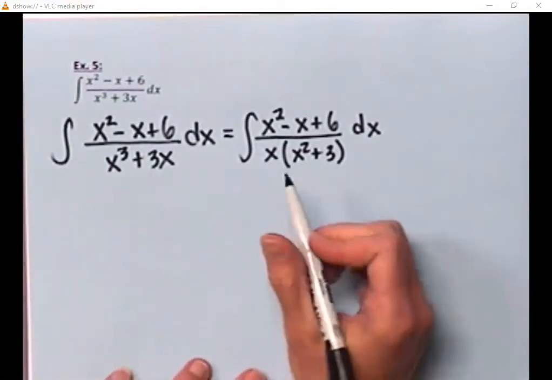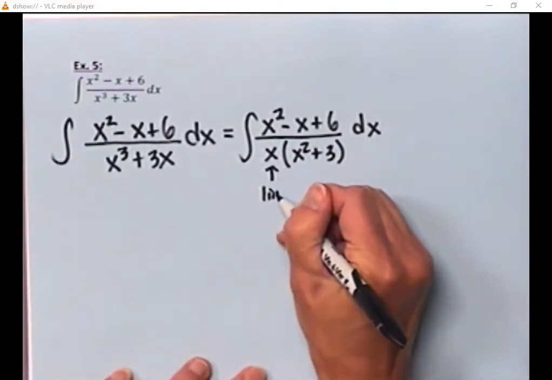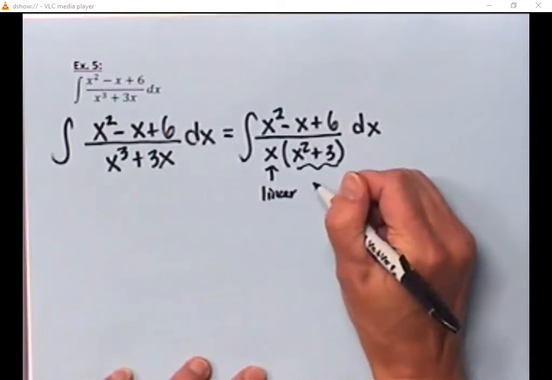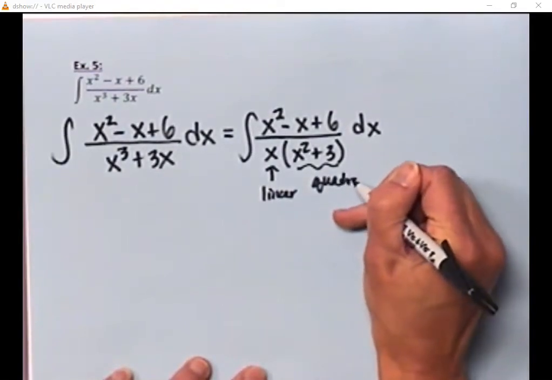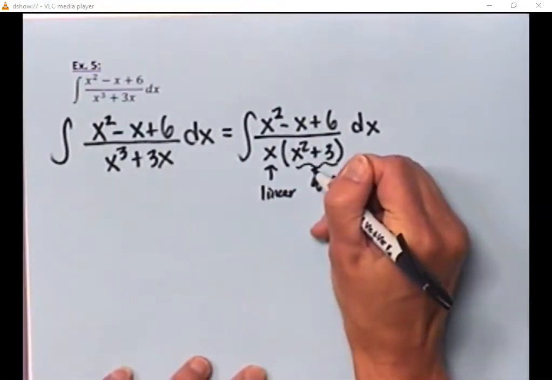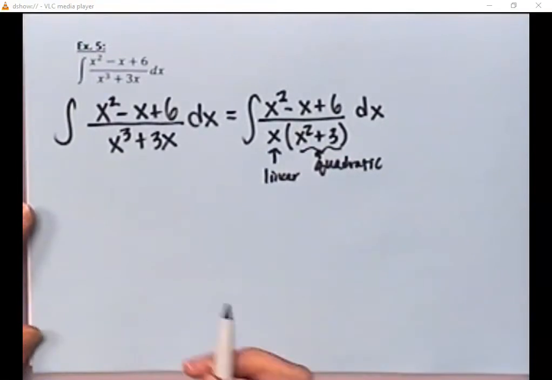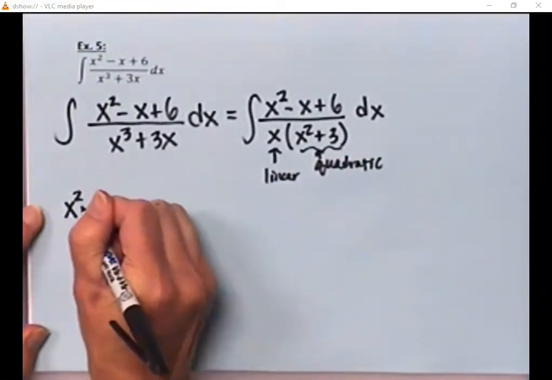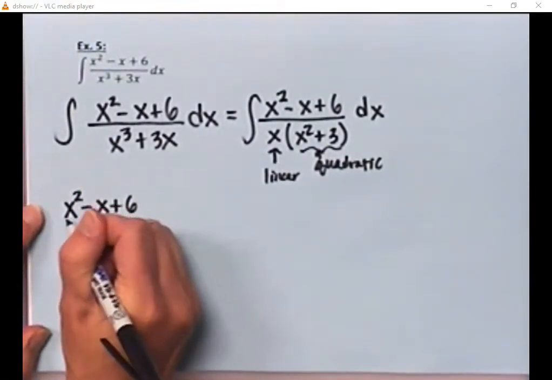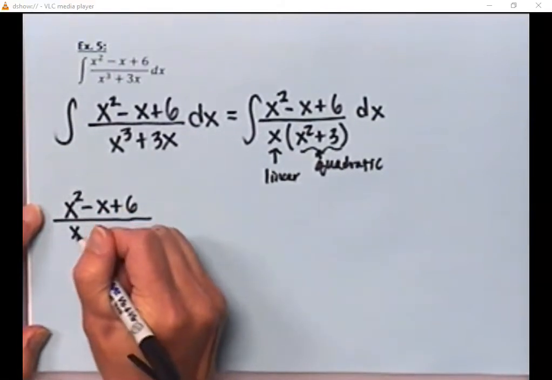So this is what we consider linear, right? That's linear because it's x to the first, but this is quadratic. Okay, so it has a linear factor and it has a quadratic factor. That's different than what we've seen before. They've always been linear. So in order to figure out what the partial fractions are, let's set up this equation.